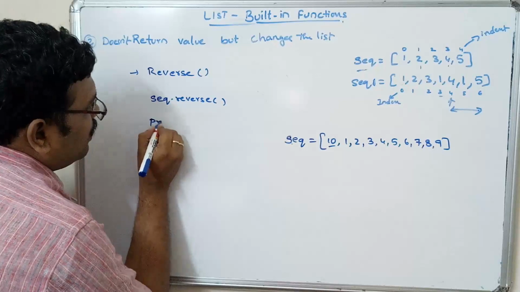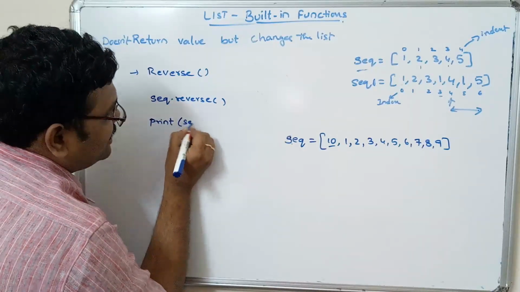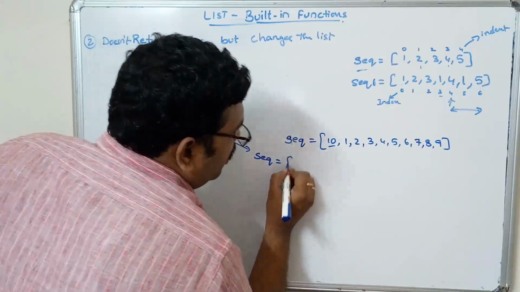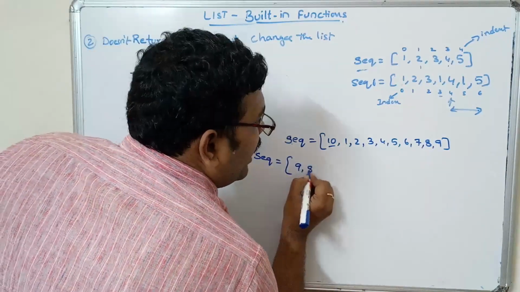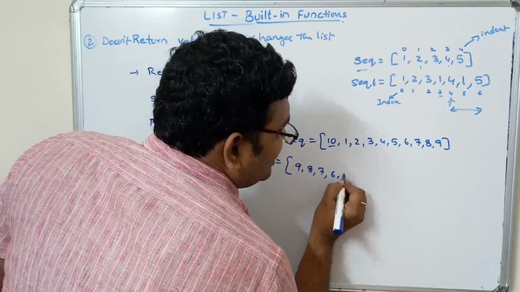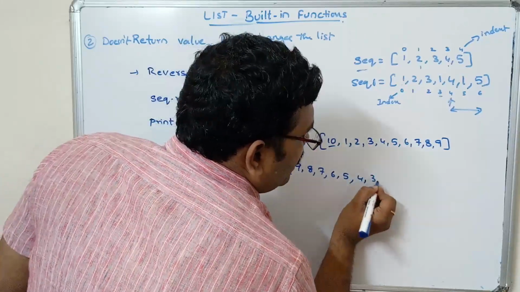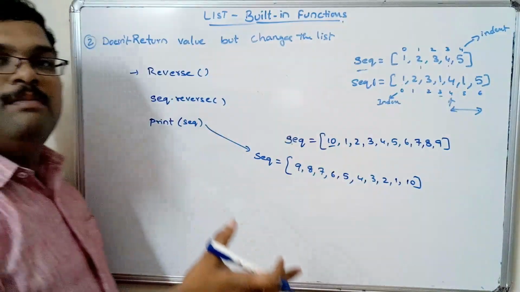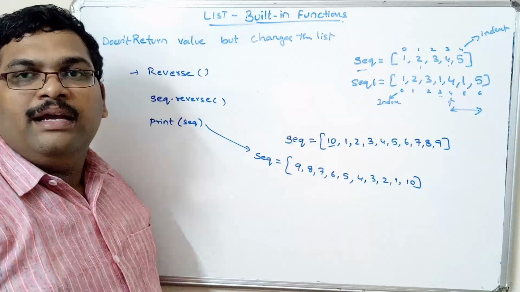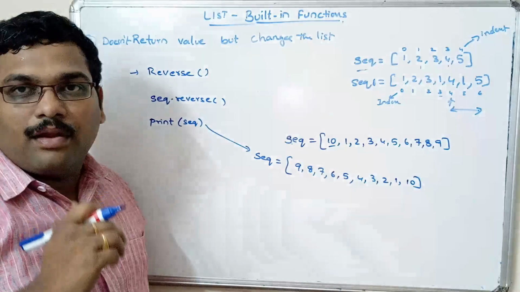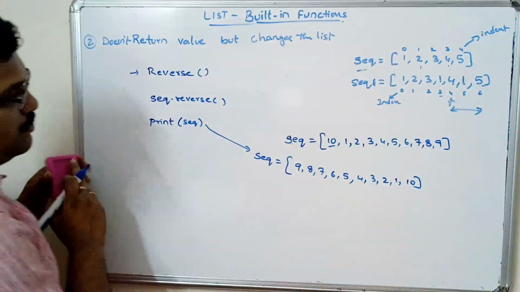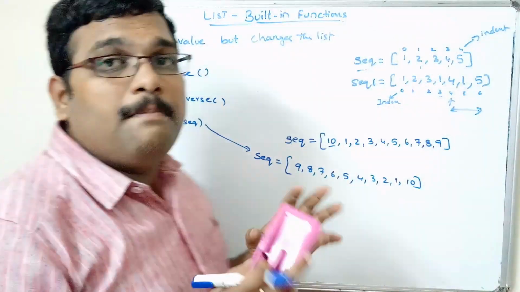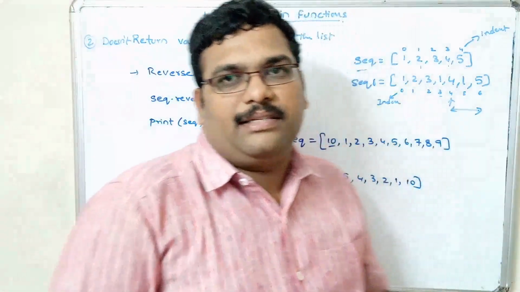So if you are trying to print this list, then this will return sequence is equal to 9, 8, 7, 6, 5, 4, 3, 2, 1 and 10. So automatically the elements of the list will be in a reversed order, right? Next. So this is about the reverse function. Here also no value is returned, but the list is changed.